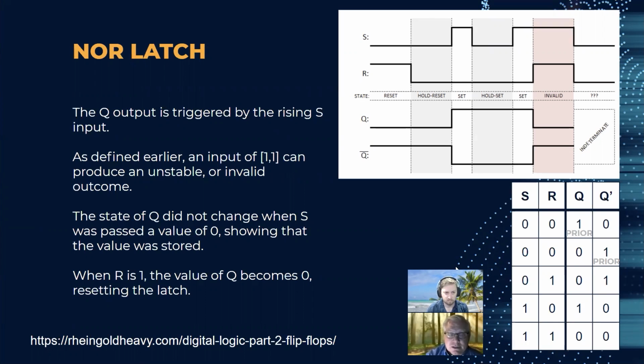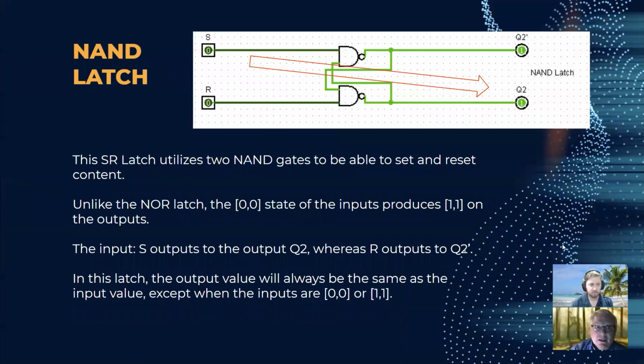So now the NAND latch. The SR latch utilizes 2 NAND gates to be able to set and reset content. Unlike the NOR latch, the 0, 0 state of the inputs produces 1, 1 on the outputs, as can be seen in the image. The input S outputs to the output Q, down in the bottom corner, whereas R outputs to Q not. In this latch, the output value will always be the same as the input value, except when the inputs are 0, 0 or 1, 1.